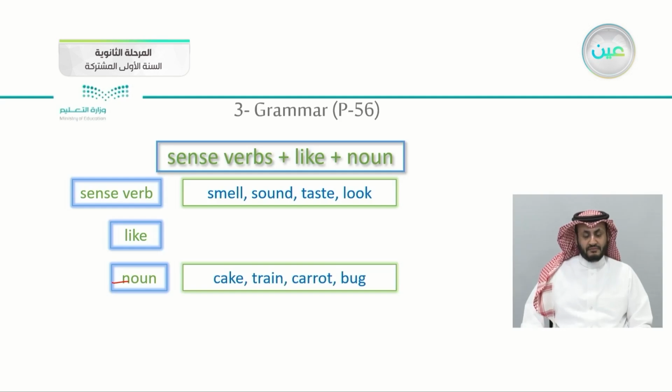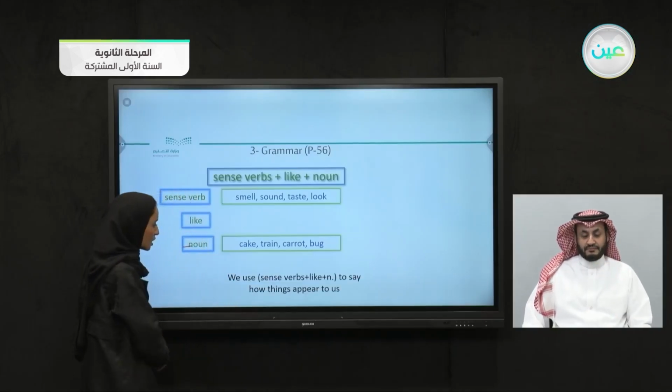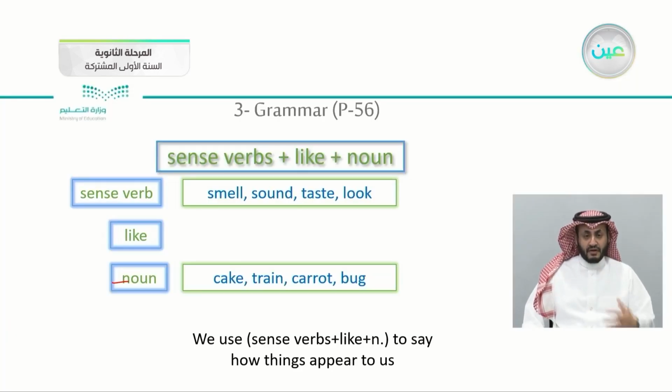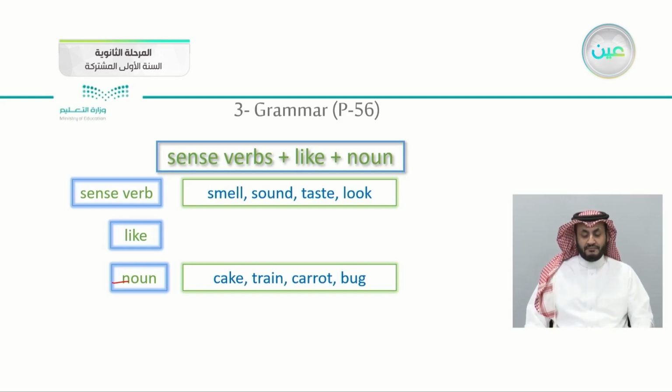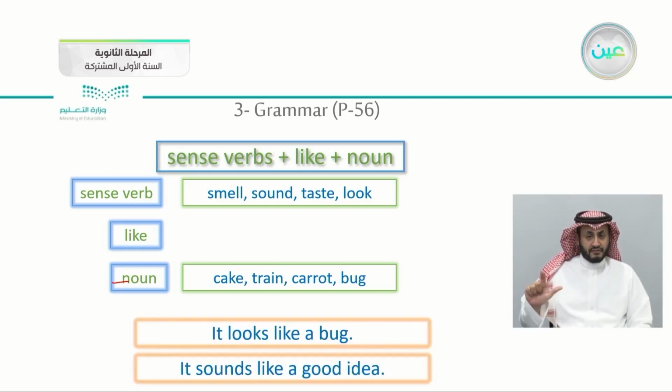What is this noun? It could be: it smells like a cake, it sounds like a train, it tastes like a carrot, or it looks like a bug. It's what appears to you at first sight. So I can tell that here, we use the sense verb plus like plus a noun to say how things appear to us, not reality, but how it appears to me. So it looks like a bug, it's not actually a bug, and it sounds like a good idea. The first thing that you believe.